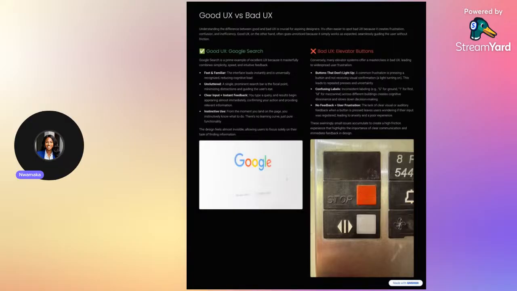Then we have bad design. These are fictional characters, basically. The button does not light up. It has confusing labels, and then there's no feedback. When you're looking at the website, you're asking yourself, what am I supposed to do here? I don't understand.